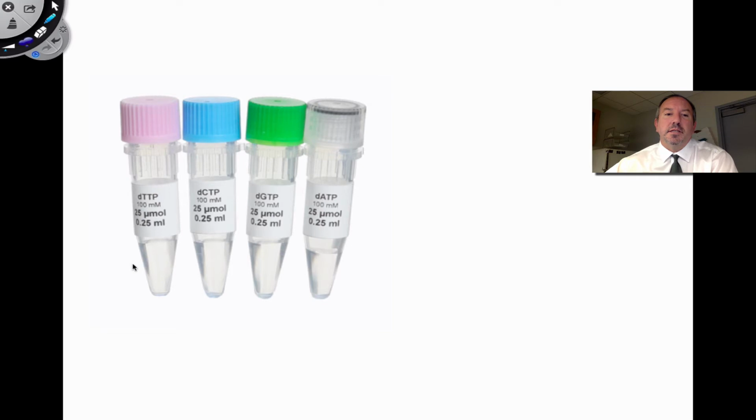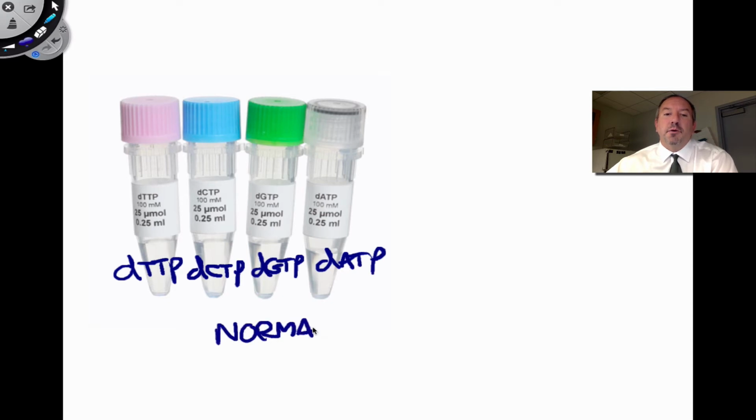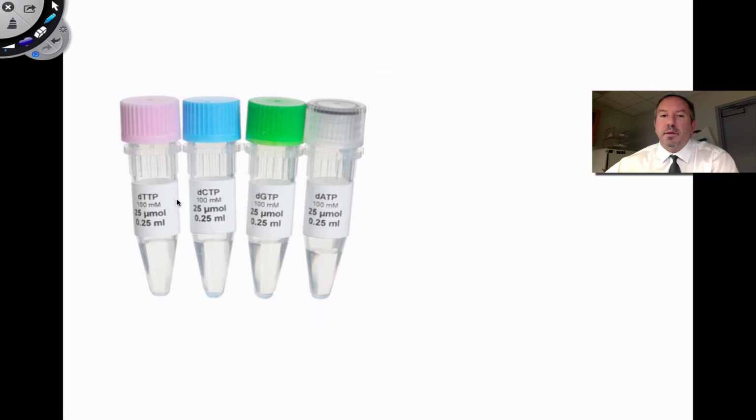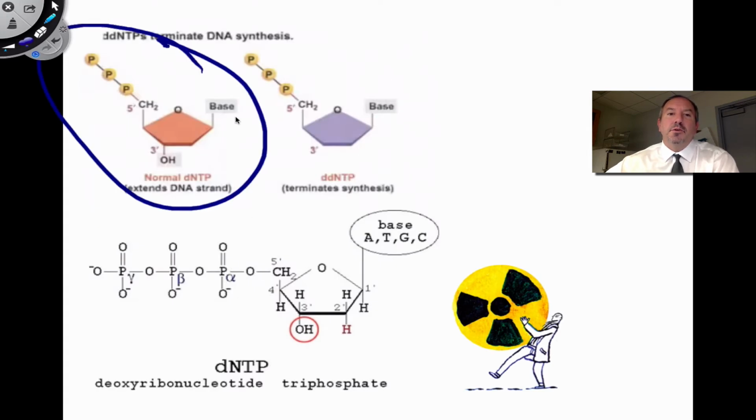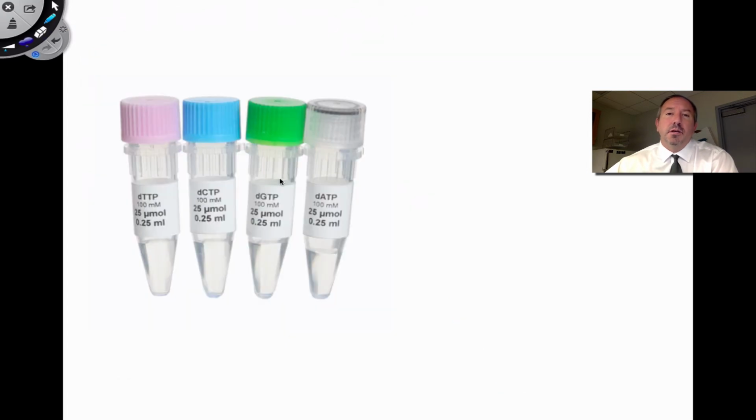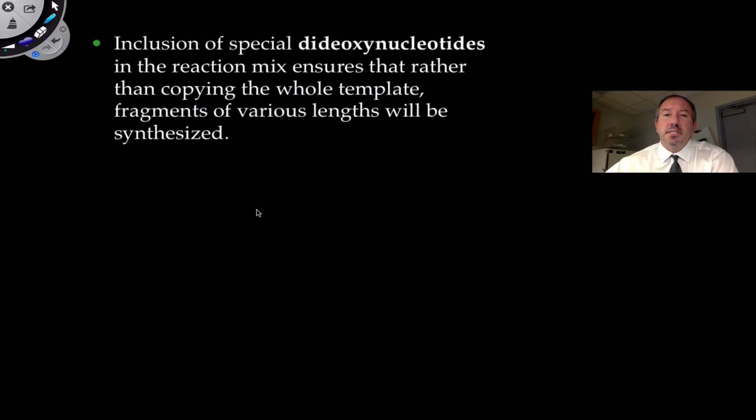But this is your dTTP and your dCTP, and then here's dGTP, and then dATP, like this. Okay, so these are the normal ones. By normal, what do I mean by that? I mean this guy. So you need to have normal nucleotides in the sequencing. Okay, so let's talk a little bit about normal sequencing.